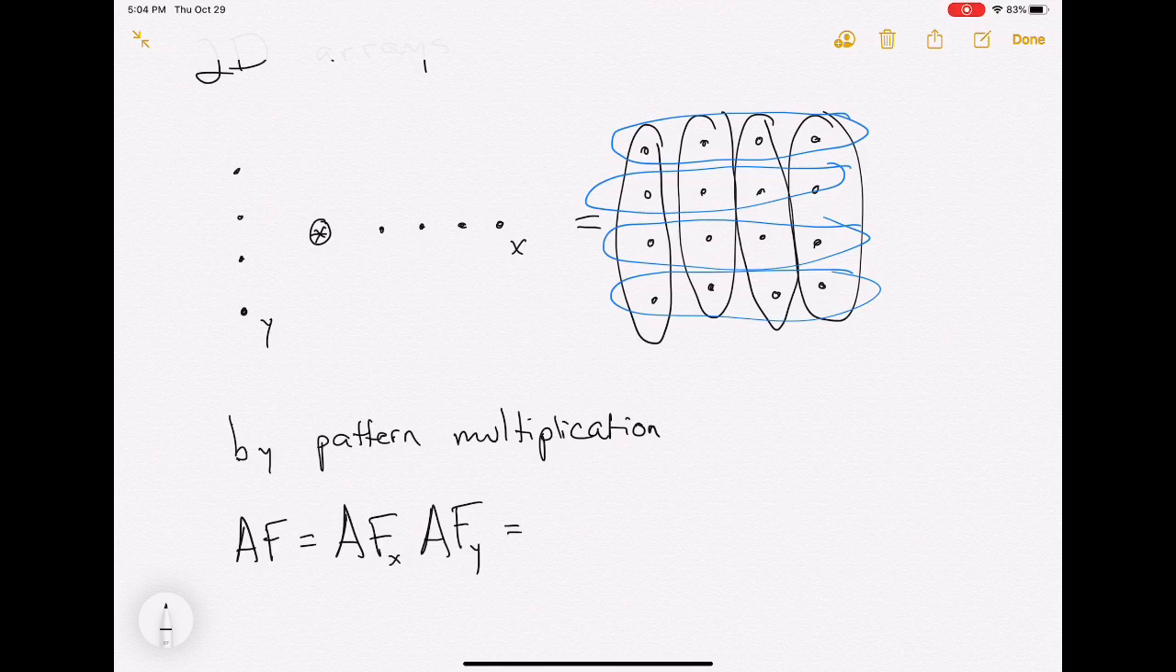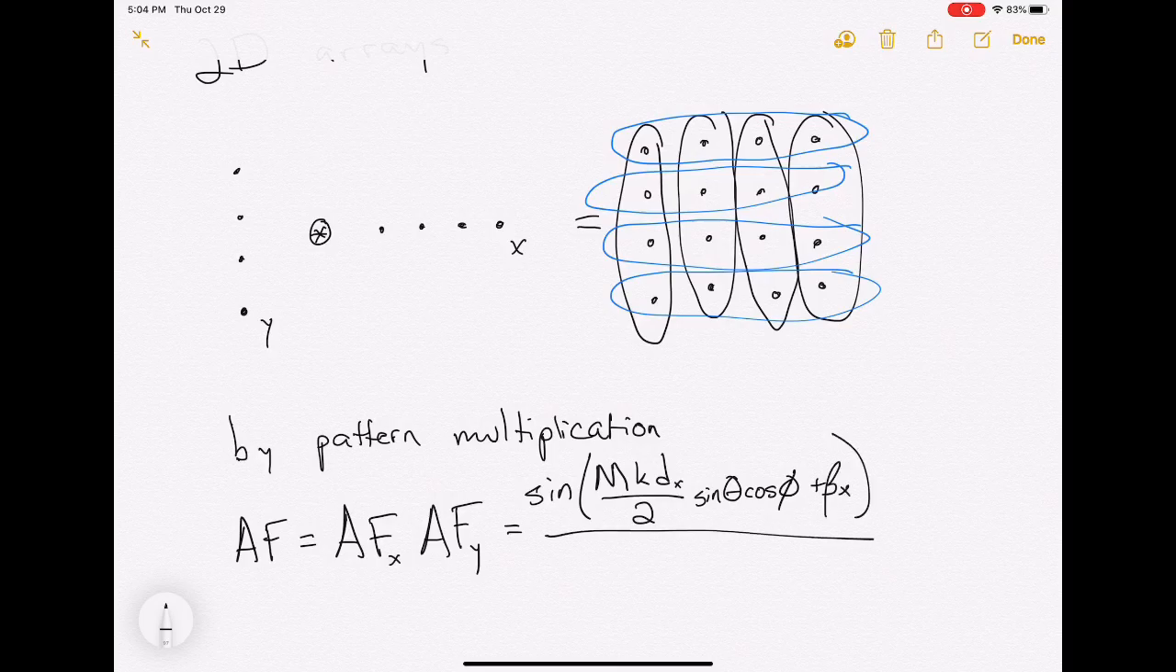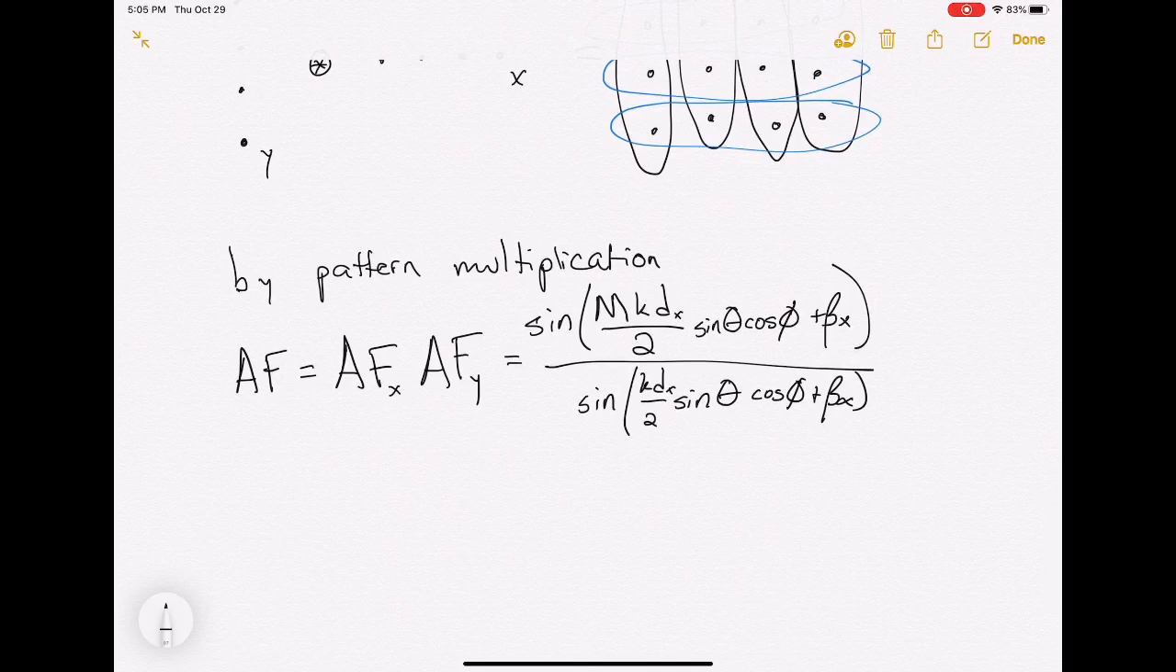which is going to be equal to sine of, I'm going to name m the number of elements along x, m k dx, dx is the spacing along x, divided by 2, sine theta cosine phi, that's the direction cosine along x, plus beta x, the progressive phase shift along x, all divided by the whole thing without m. So sine of k dx over 2 sine theta cosine phi plus beta x. That's the array factor for the x-directed uniform linear array.